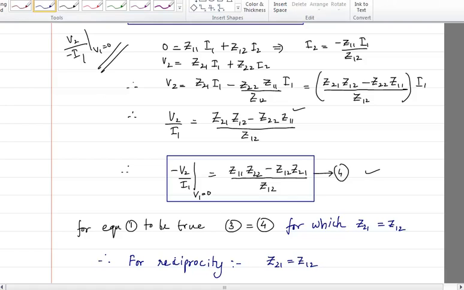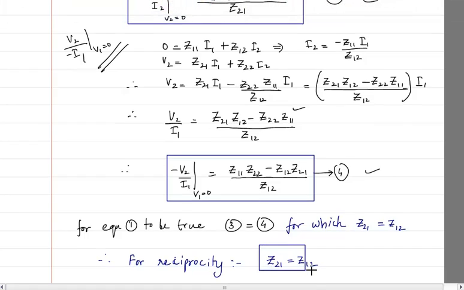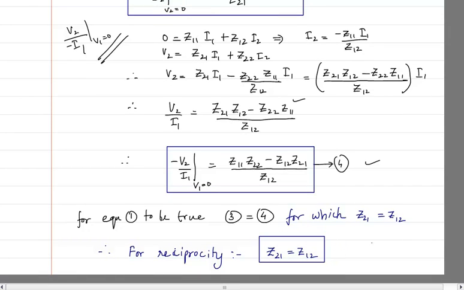That means if you are able to find out for any circuit that z21 is the same as z12, so where do we write z21 and z12? Have a look here. Z11 is written here, z12 is written here, z21 is written here, and z22 is written here. So what it says is that if this value is the same as this value in the z parameter, then the circuit is reciprocal. You don't have to do anything else, just look at the z parameter. If this value is the same as this value, then that circuit is reciprocal.